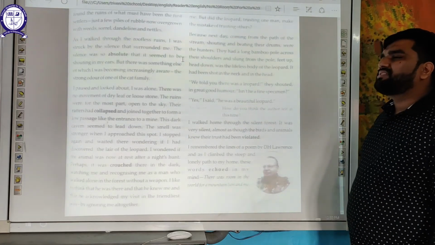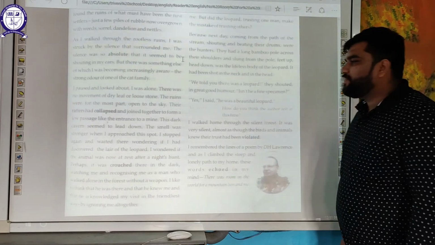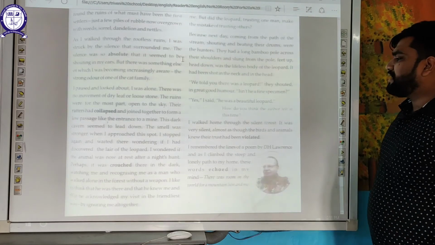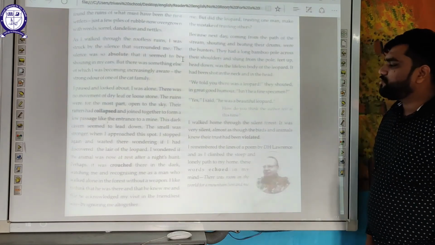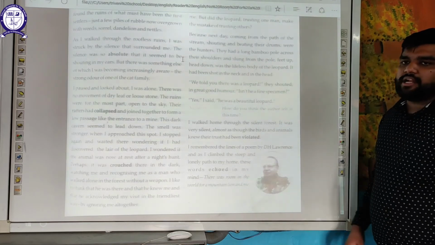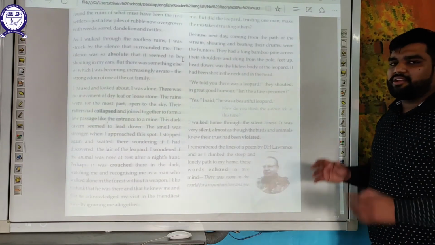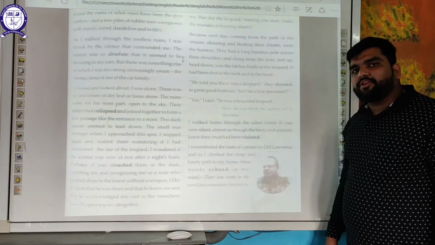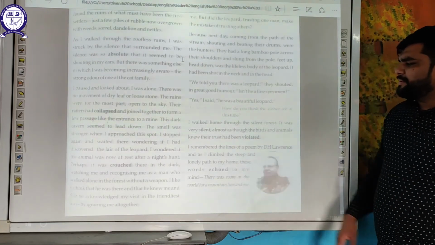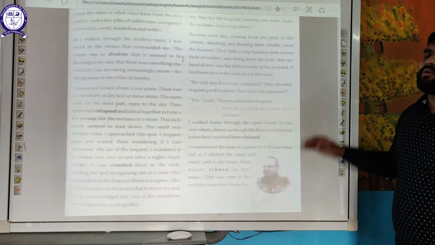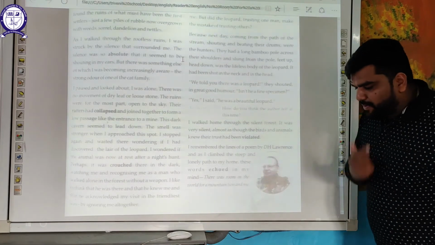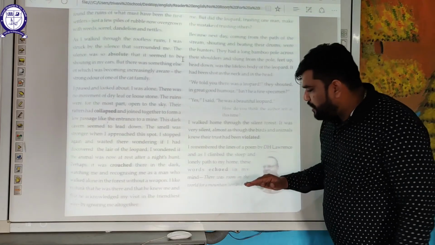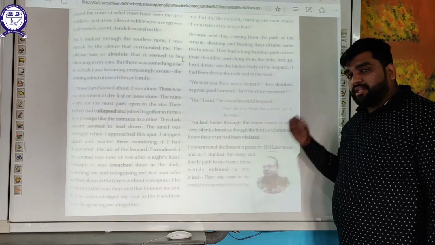Now the writer was sad, and he said yes, the leopard was very beautiful and killed. I walked home through the silent forest. It was very silent, almost as though the birds and animals knew their trust had been violated. Everything was silent because the birds and animals knew that their trust of trusting the human was broken by the human itself. I remembered the lines of a poem by D.H. Lawrence. Now the poet remembered the lines by the great poet D.H. Lawrence as he climbed the steep and lonely path to the house. The words echoed in his mind.